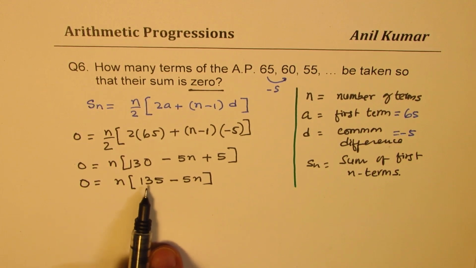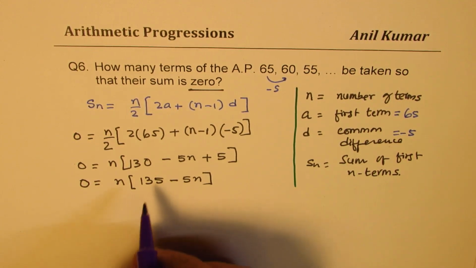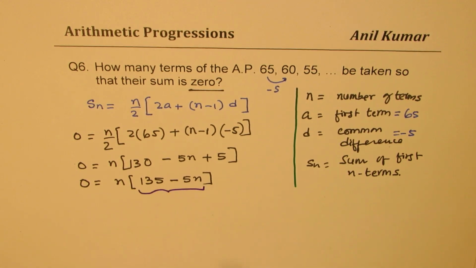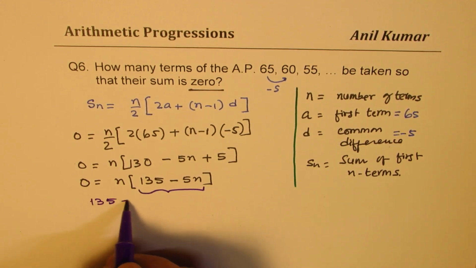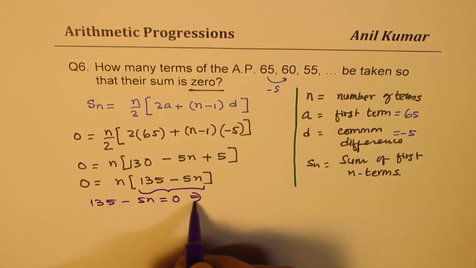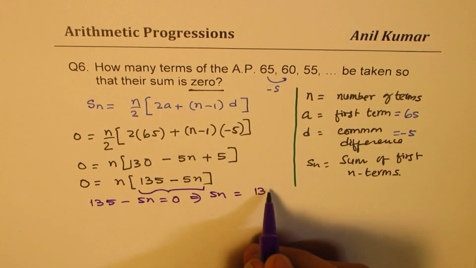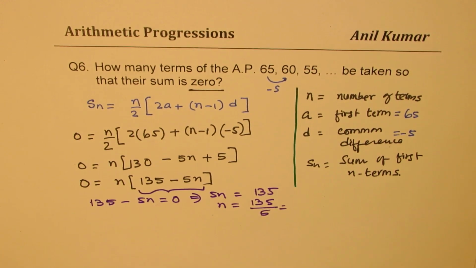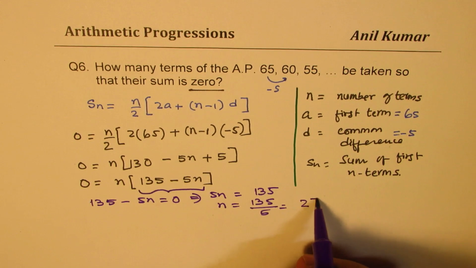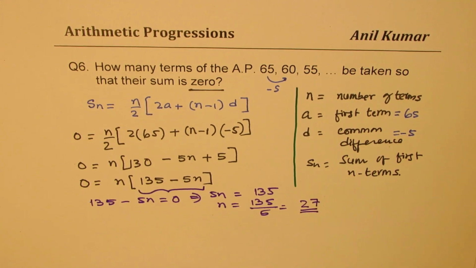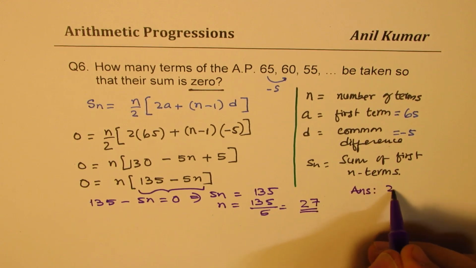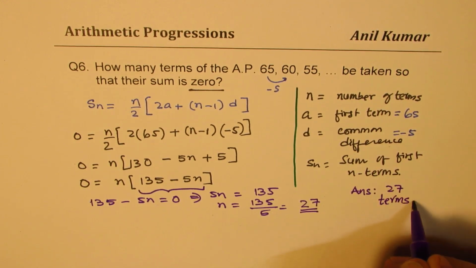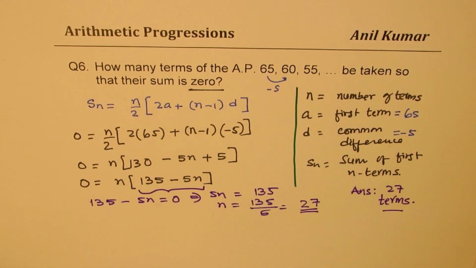Now for this to be 0, the inside term should be 0. Perfect. So for this to be 0, this portion should be 0. So what we get here is that 135 minus 5n should be equal to 0. That means 5n equals 135, or n equals 135 divided by 5. Clear? So 5 times 2 is 10, 35 is 7. So n is 27. So the answer is 27 terms. So if we have 27 terms in this particular arithmetic progression, then the total sum is going to be 0, right? So that is what it means.